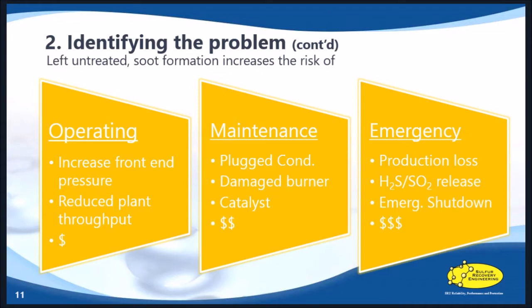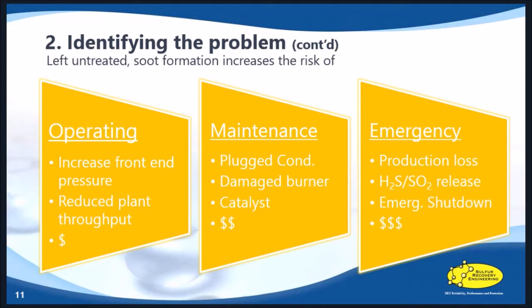Also, you run the risk of that soot forming a crust over time. And once that crust hardens, there's no turning back. At that point, you have to do the emergency stuff. When you get to the emergency side, you've got emergency shutdown and the costs associated with that. You've got production loss because you're shutting down.